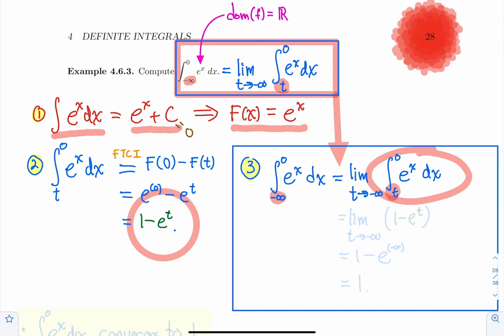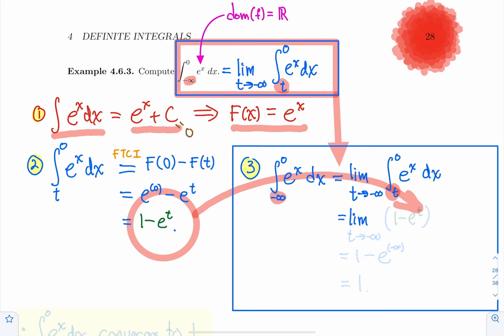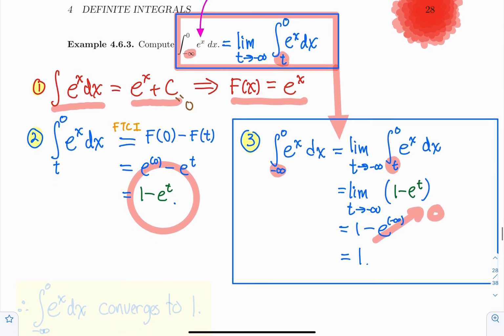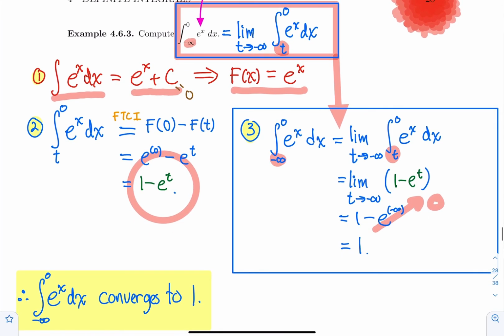So this limit will be the same as the limit as t goes to minus infinity of the formula freshly computed in step 2, 1 minus e^t. Now I'm just going to plug minus infinity in there. So I'm going to get 1 minus e to the power of minus infinity. E to the power of minus infinity is 0. So my limit is equal to 1. So this means that the integral from minus infinity to 0 of e^x dx converges to 1.